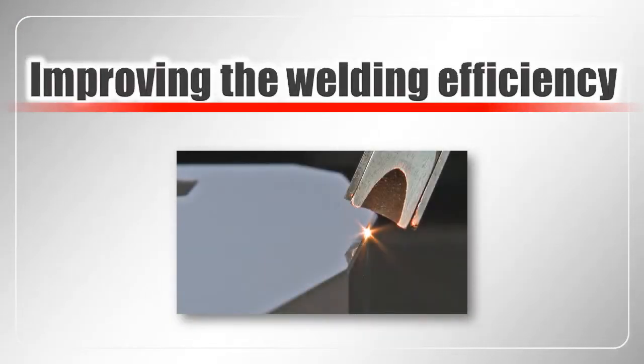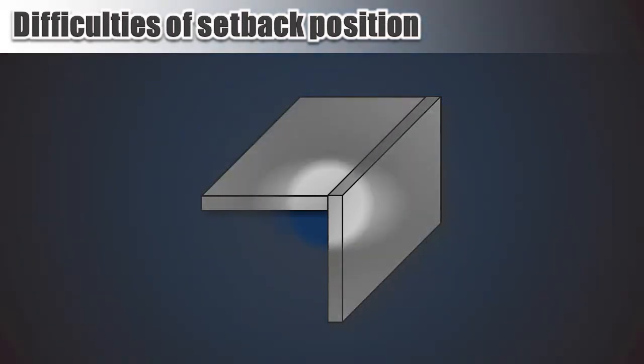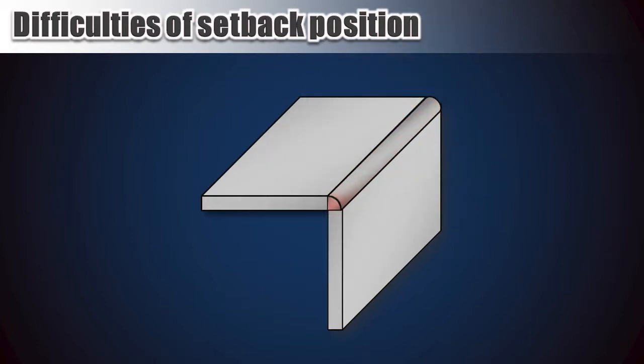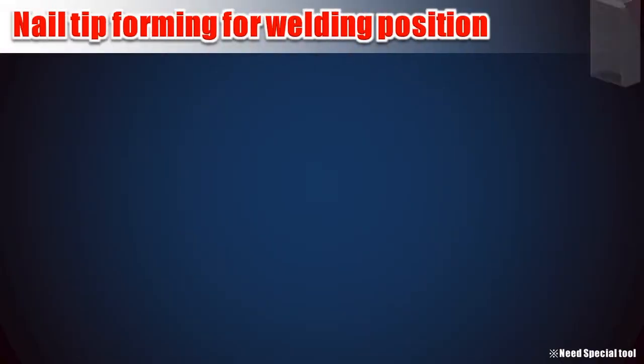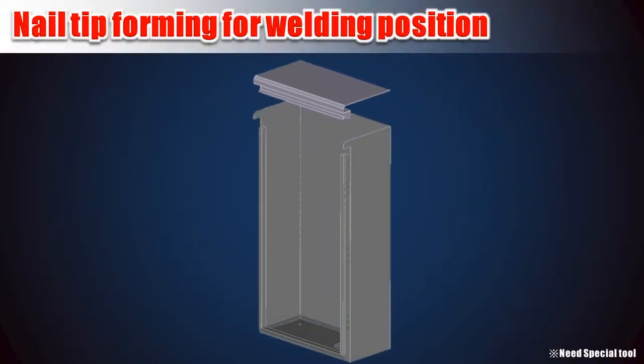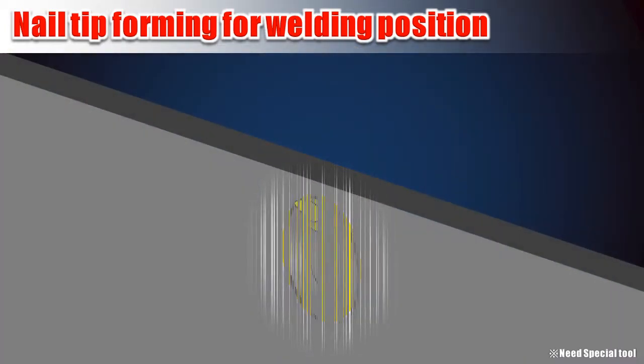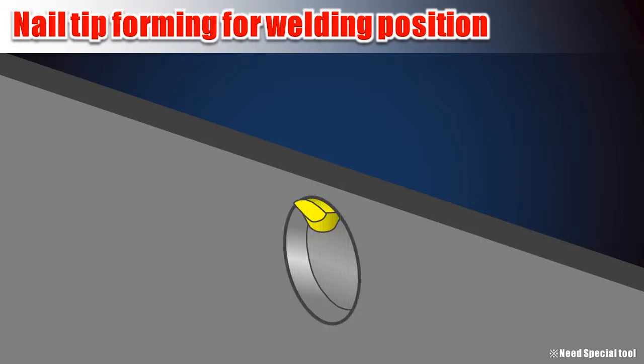Next, we have two proposals for improving the welding efficiency. When welded section is made like a radius shape, the setback amount is half of sheet thickness. This setback positioning is very difficult. Here we introduce nail tip forming that effectively reduces the positioning workload. By adding this process, setback of half sheet thickness can be done easily.